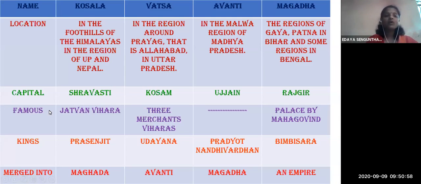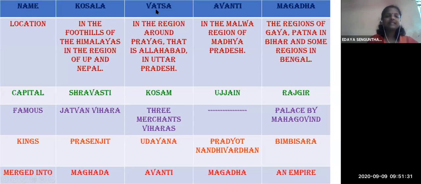Merged into. Now, what is the location of Kosala? In the foothills of the Himalayas in the region of UP and Nepal. Okay, it's my mistake. I have written UP, beta. UP means Uttar Pradesh. Okay, good.